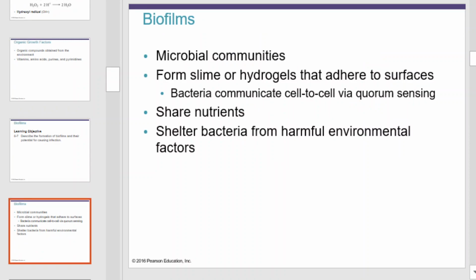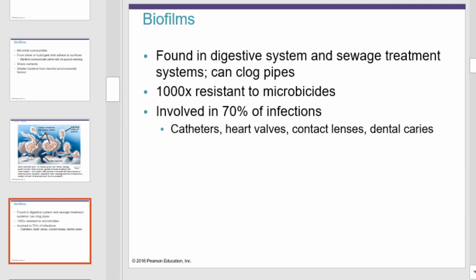Biofilms are microbial communities that are formed by masses of microbial cells that form slime or hydrogels that adhere to surfaces. Bacteria can communicate via quorum sensing, share nutrients, and shelter one another from harmful environmental conditions. They can almost function in a manner similar to a multicellular organism, although they are still individuals.